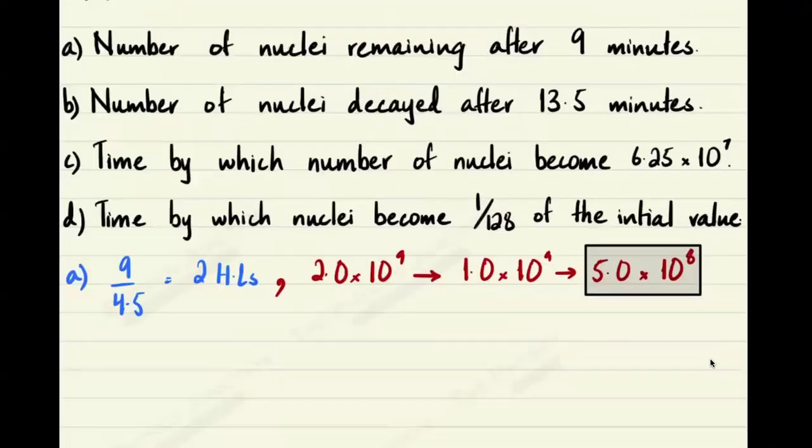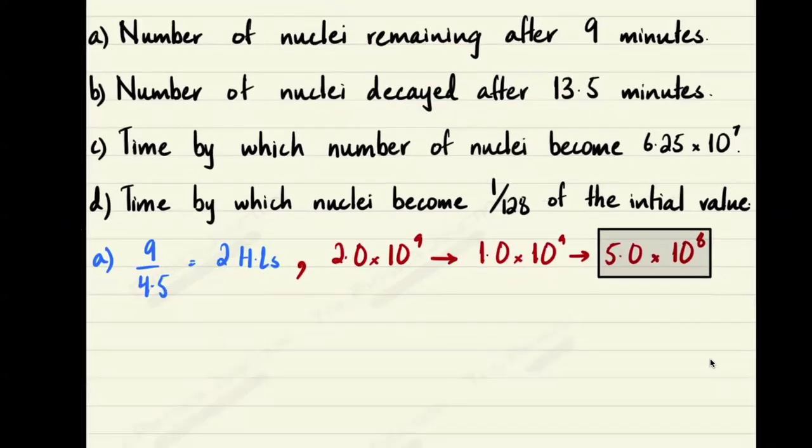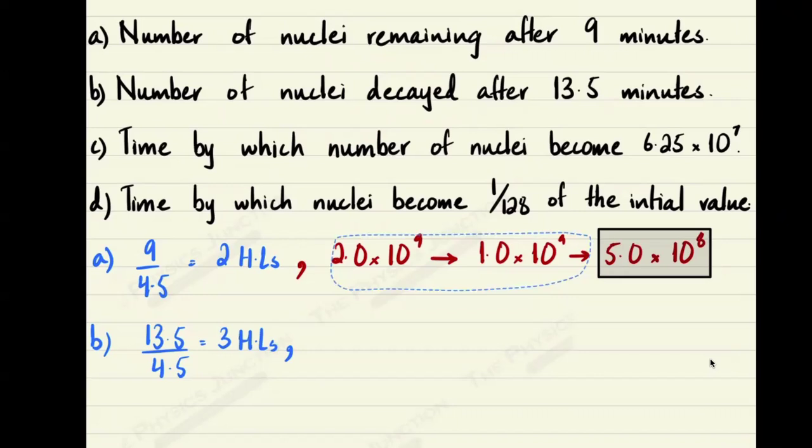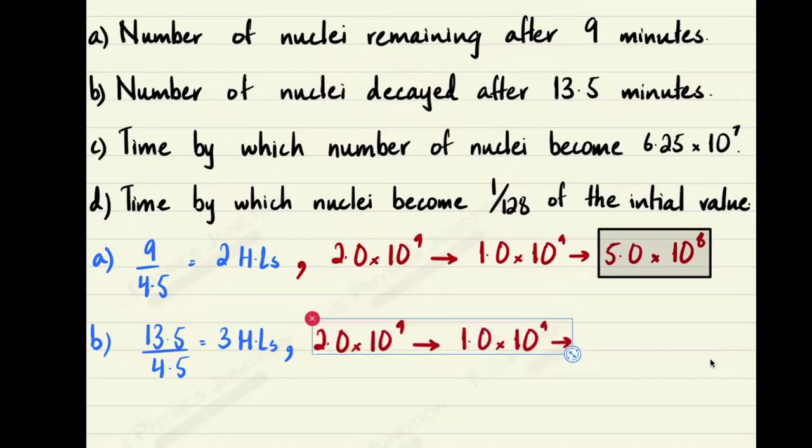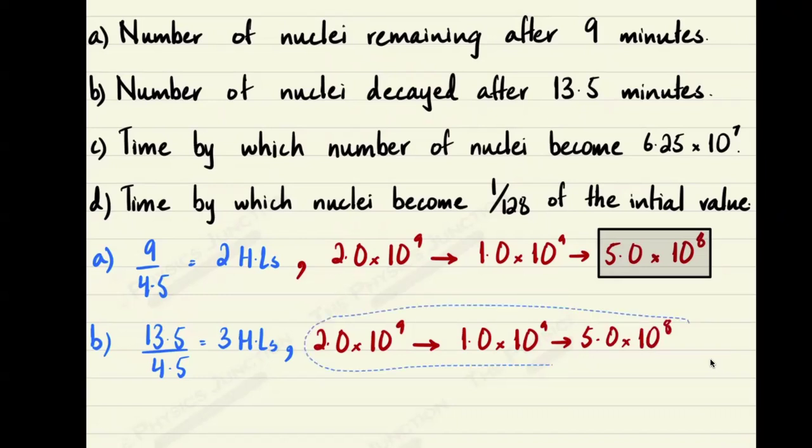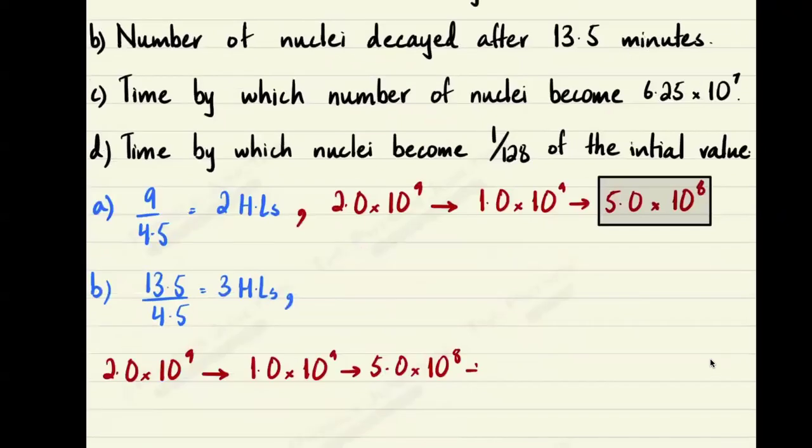Part B. This one says the number of nuclei decayed after 13.5 minutes. Okay, so 13.5 minutes, again, let's first figure out how many half-lives that is. 13.5 divided by 4.5 gives me 3 half-lives. So I already know what this looks like. Above I made it for 2 half-lives, so let me just copy this to save some time. 2 × 10⁹, 1 × 10⁹, then you'll have 5 × 10⁸. And you need another half-life because you have just 2 arrows up till now. After another half-life, this is going to halve again. This is going to become 2.5 × 10⁸. This is the number of nuclei which are left.